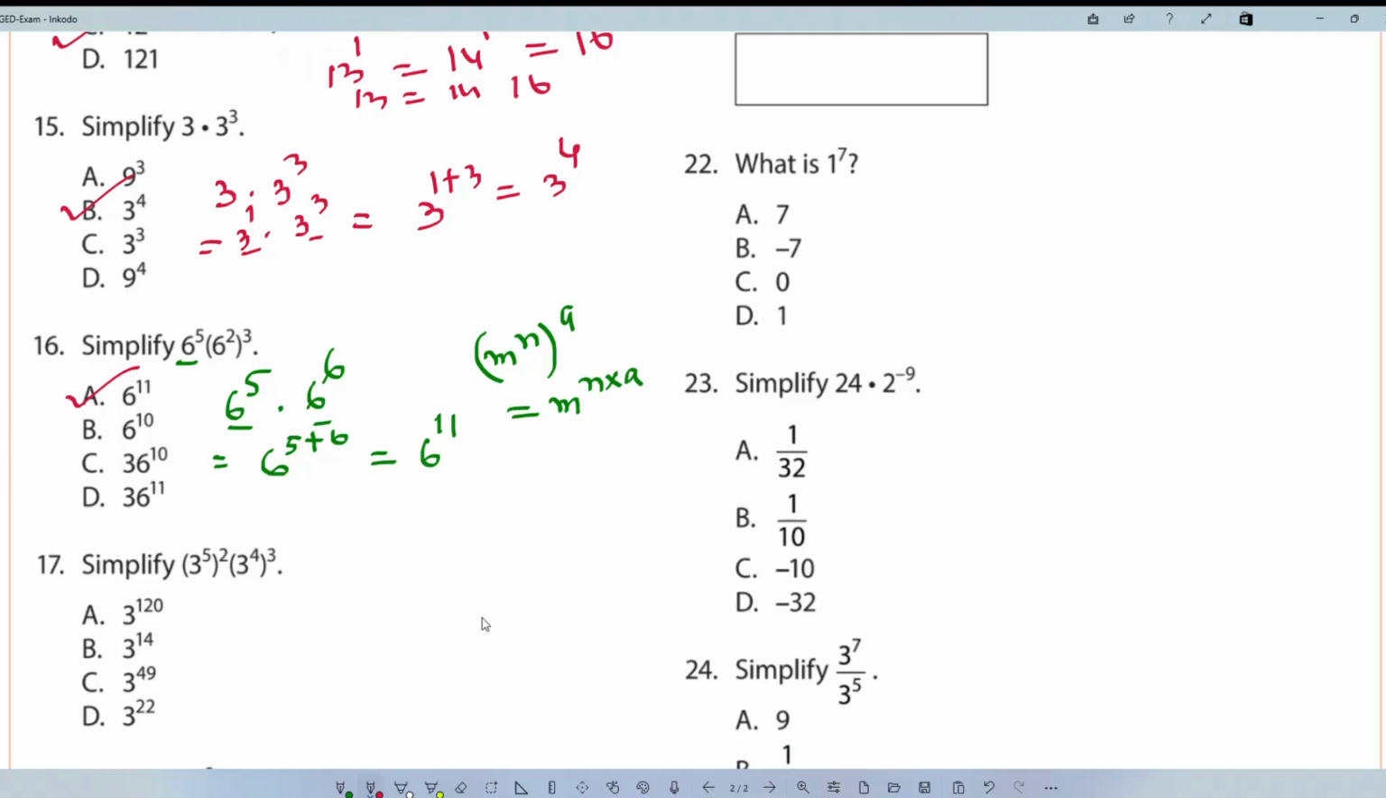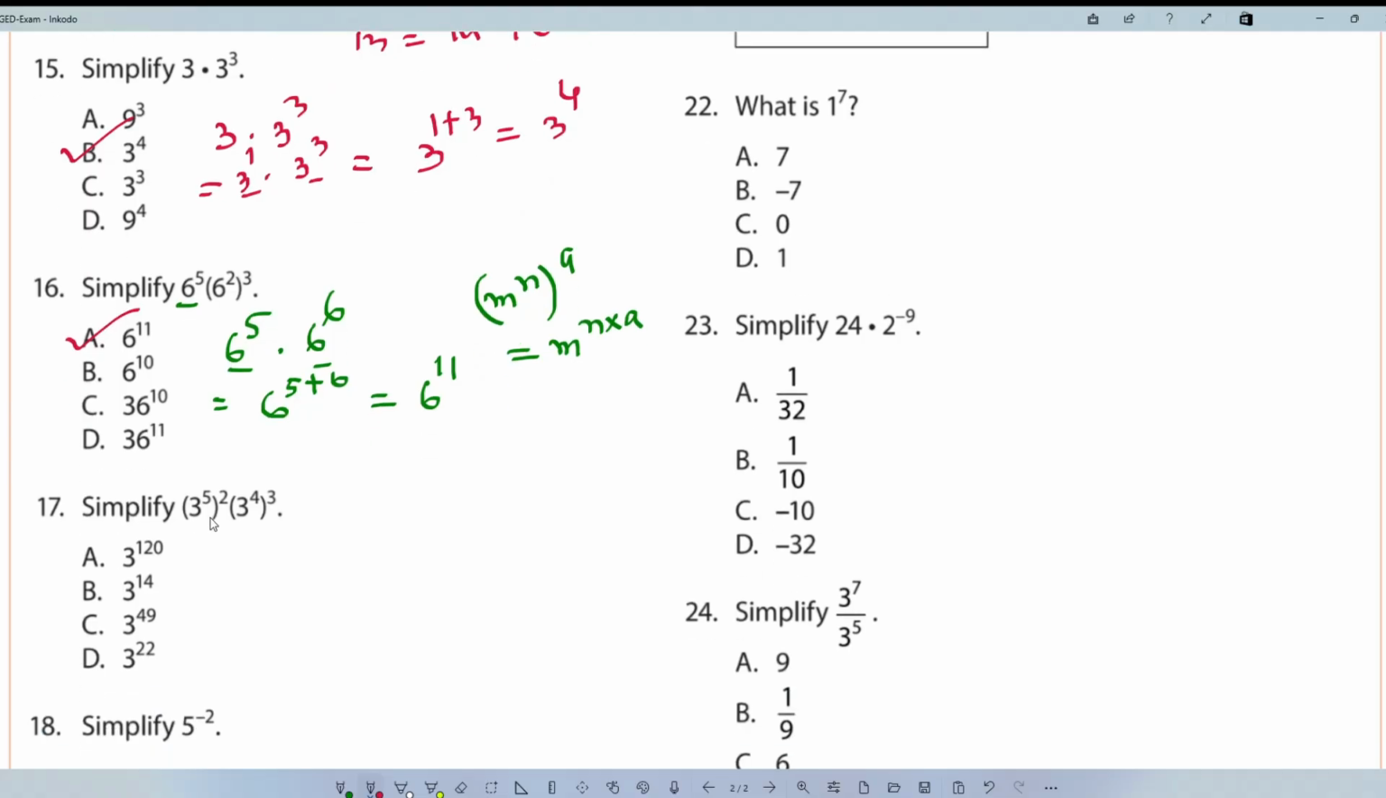Number 17, here is 3 to the power 5 to the power 2 times 3 to the power 4 to the power 3. Same thing, we can write 3 to the power 10, or we can simplify like this, 5 into 2, and here 4 into 3. So it will become 3 to the power 10, and this one becomes 3 to the power 12, and the bases are same, power will be 10 plus 12. It means 3 to the power 22. Okay, so this answer is number D, 3 to the power 22.